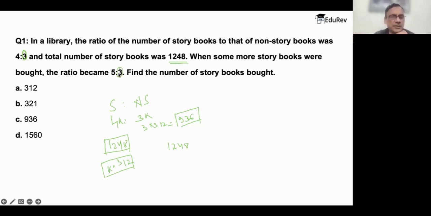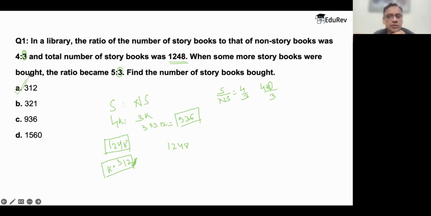But this can actually be done very, very easily. Because story to non-story was 4:3, and now it has become 5/3. That means 4 parts, and you know each part is equal to 312. One more part has been added. So obviously 312 storybooks would have been added. So the answer would be A.